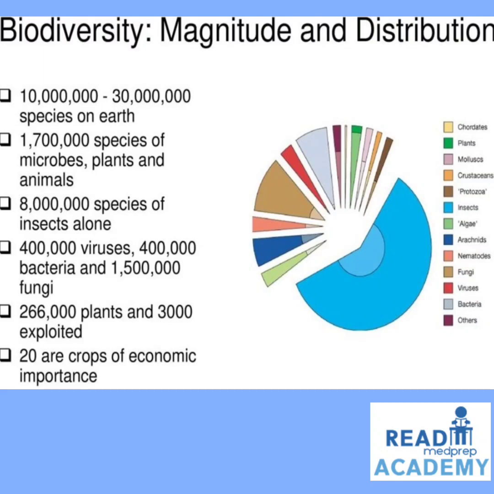distribution. About 10 million to 30 million species are present on the entire Earth. About 1.7 million species of microbes, plants and animals are seen. About 8 million species of insects alone. 4 lakh viruses, 4 lakh bacteria and 1.5 million fungi are seen on the earth. 2,66,000 plants, 3,000 are exploited, 20 are crops of economic importance.